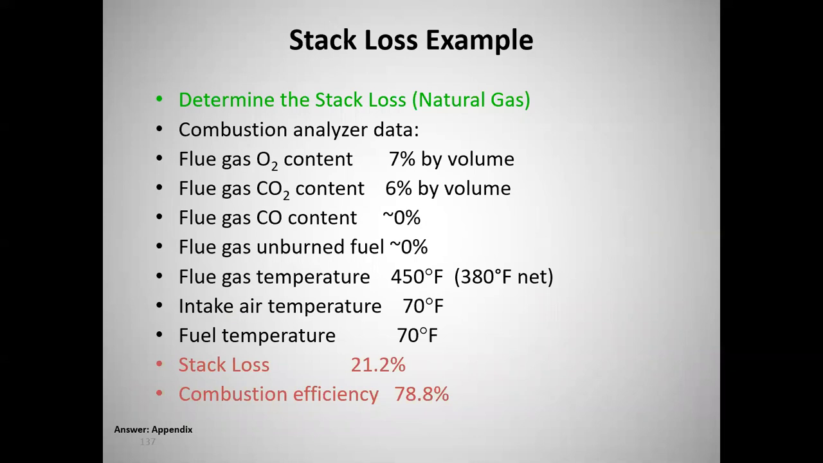The combustion efficiency. Okay, you've got an overall boiler efficiency, which is all of the losses included. The combustion efficiency is just the stack loss. So 100% minus 21.2, 78.8, that is the combustion efficiency. The only loss in combustion efficiency is the stack loss.